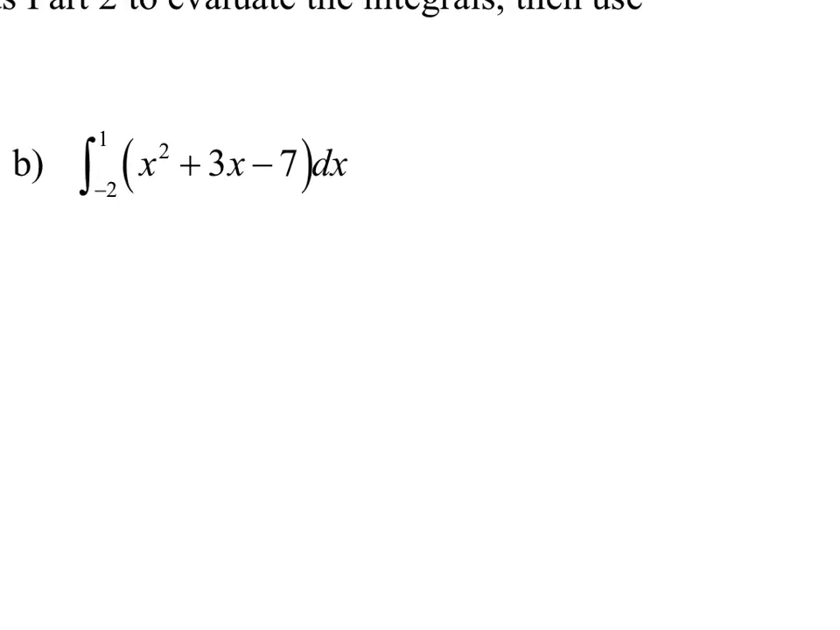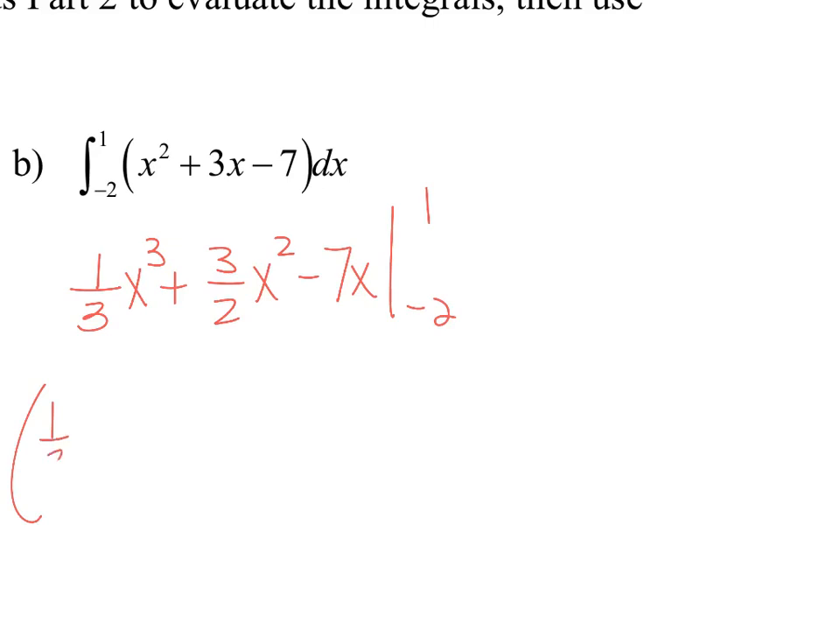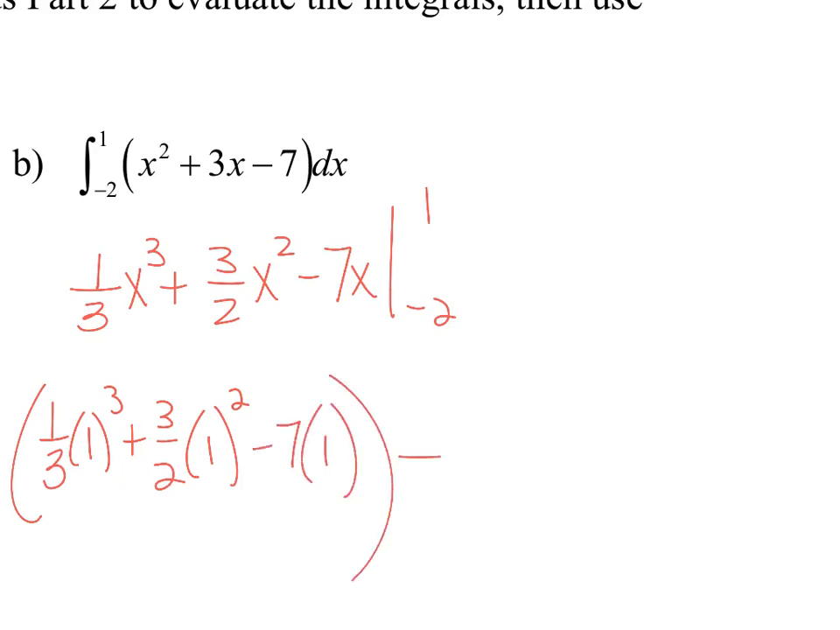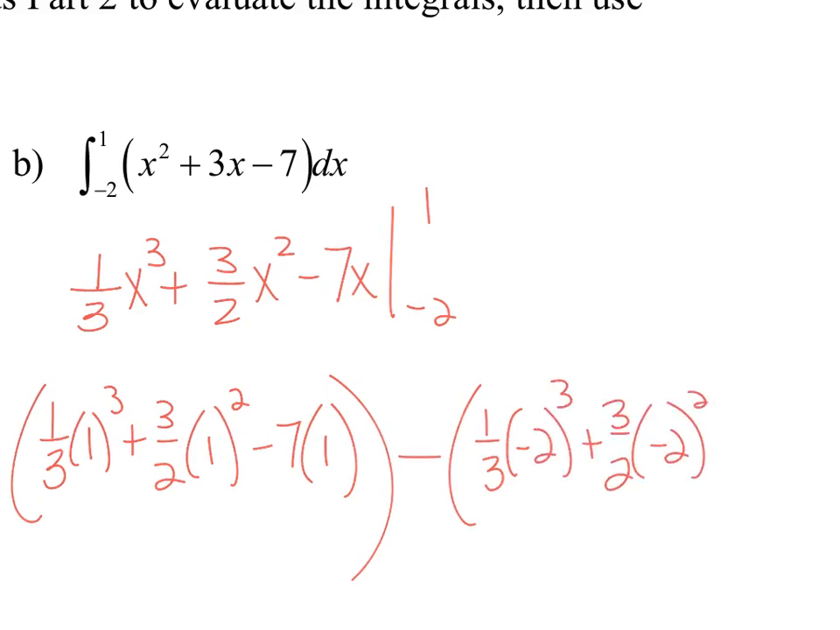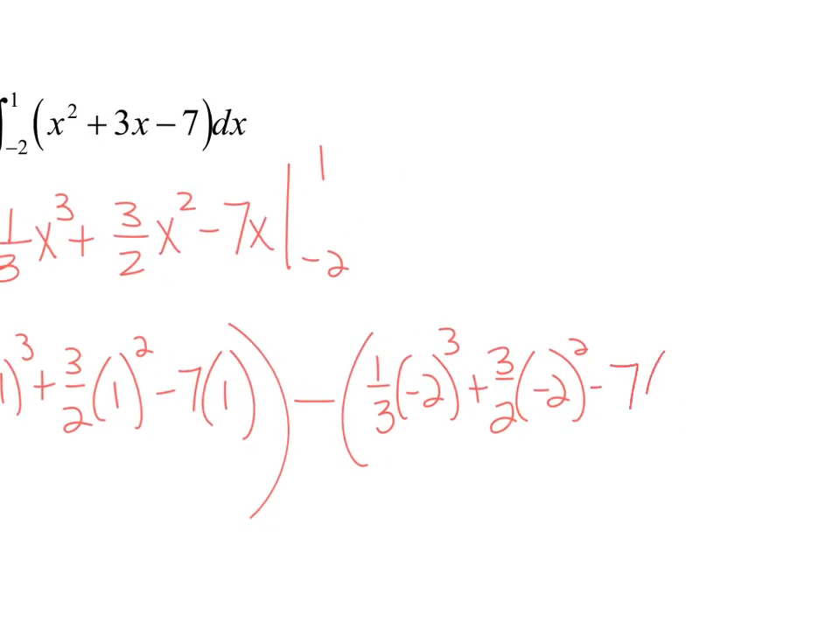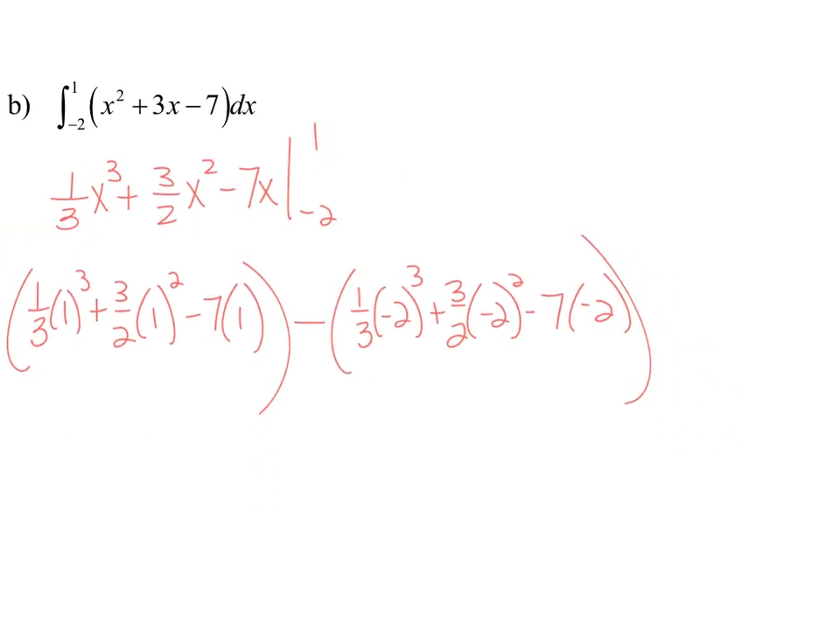Letter B, same thing. We find the antiderivative, so 1/3 x cubed plus 3/2 x squared minus 7x, and we evaluate from -2 to 1. So then we do top minus bottom. And you had your calculator, like, I know this was fractions and stuff and I wanted to see your answers, but you had your calculator. I think -22.5. Yeah.